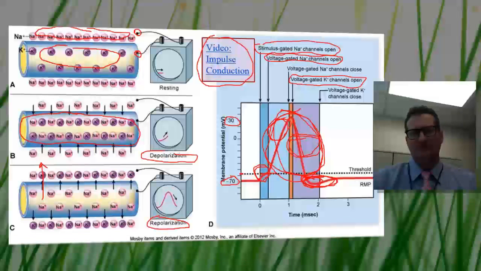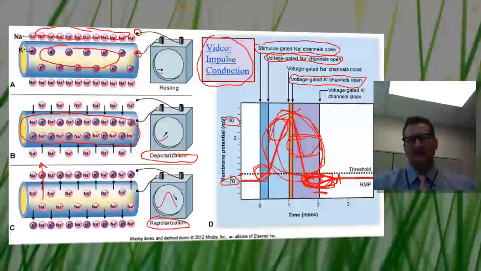One other important point is that at the very end of the action potential, after repolarization has occurred, during this region that we talked about right here, while the sodium-potassium pump is reestablishing the resting potential, this is called a refractory period. And if the nerve receives another stimulus, say in this area, it will not respond until it's been able to reestablish the resting membrane potential here.